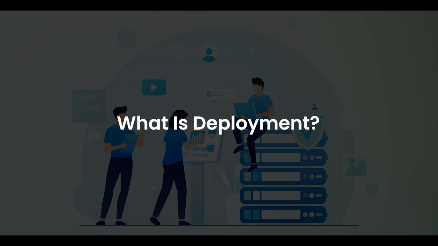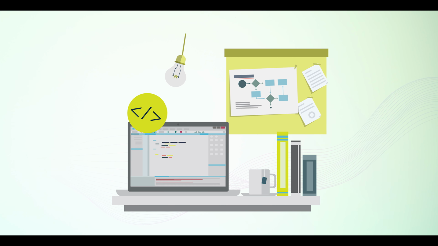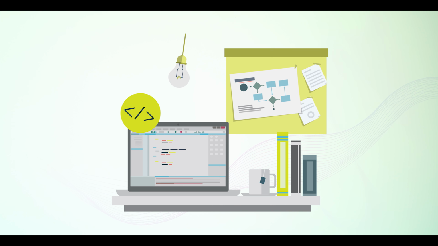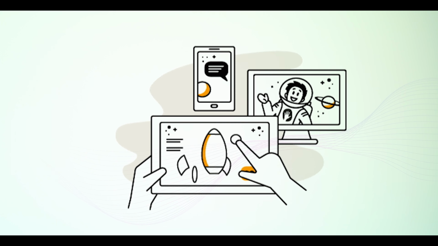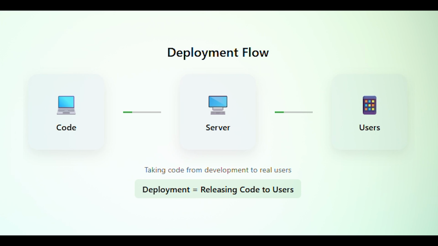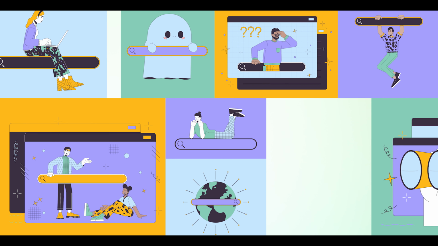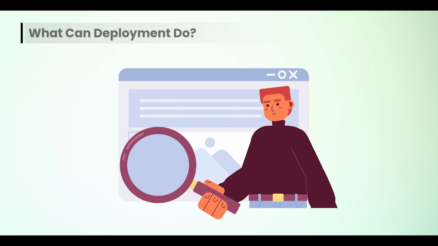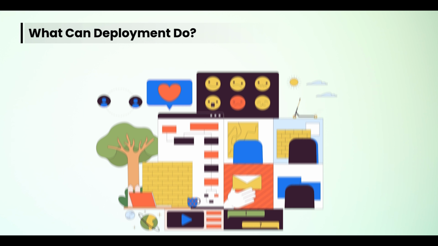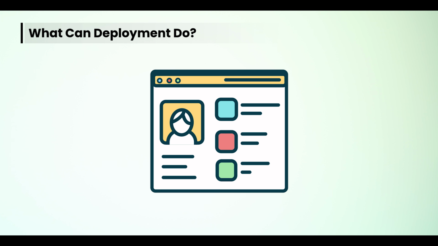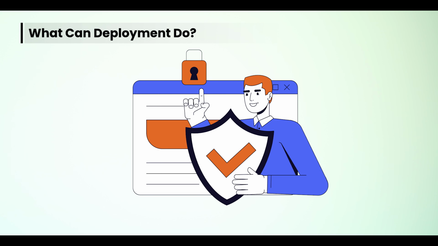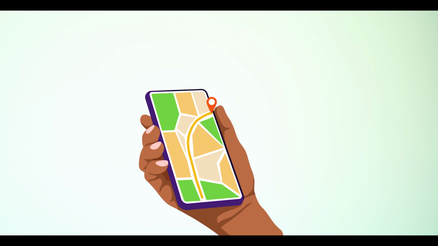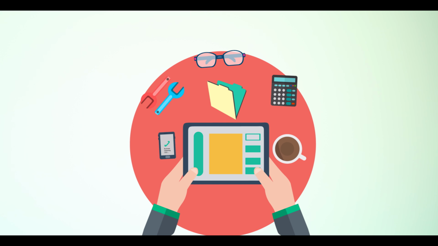What is deployment? Deployment is the process of taking new or updated code and releasing it into an environment where users can access it. It's the moment software stops being an idea in development and becomes a live experience. Deployment can fix a bug, add a new feature, improve performance, change the interface, or patch a security vulnerability. Every update you see in an app is the result of a deployment.